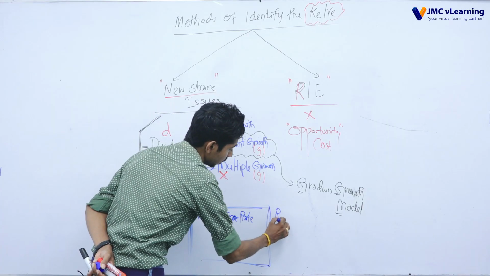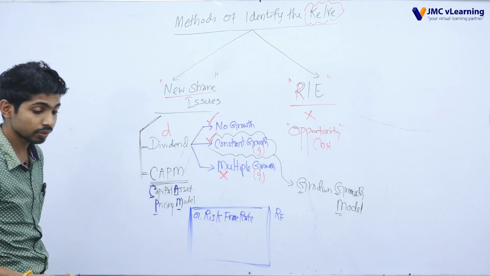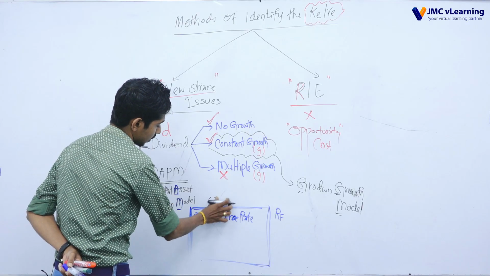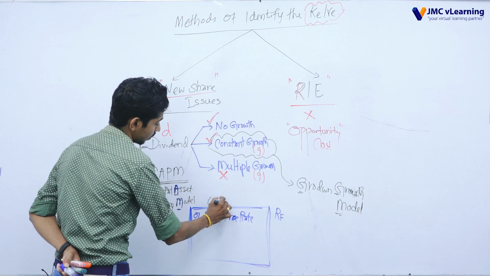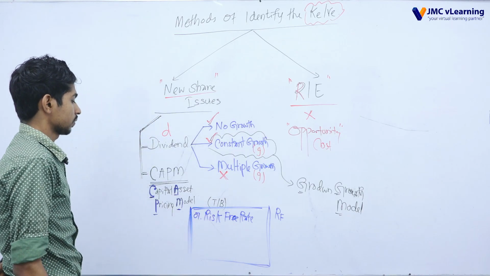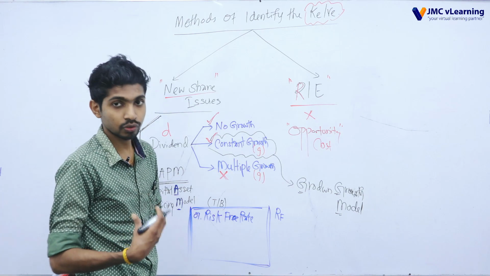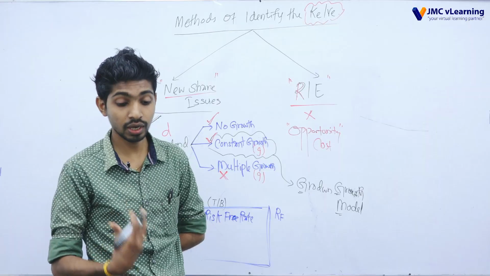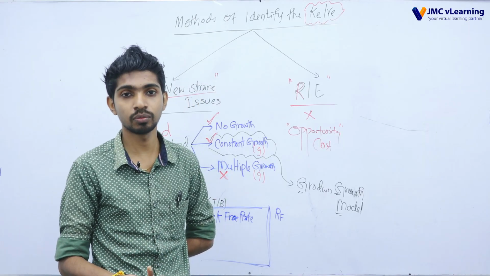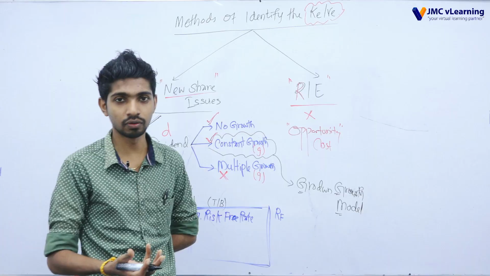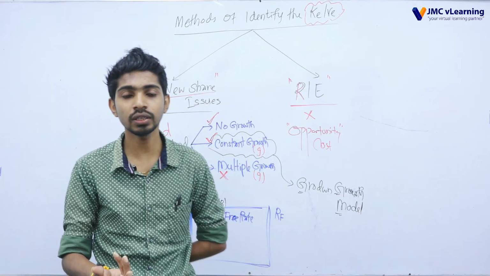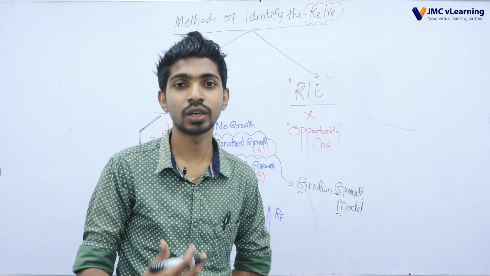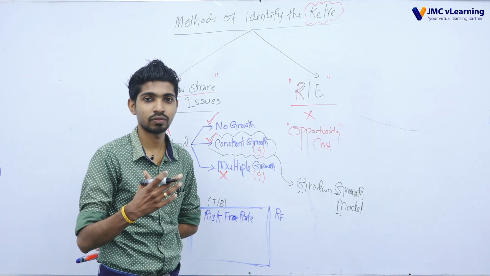This will be abbreviated as RF, risk-free. Risk-free rate means the treasury bond rate. Risk-free rate means that if a particular investor invests in government bonds or government securities, there is no risk. Why? The government has the power to print notes and settle its dues without hesitation.